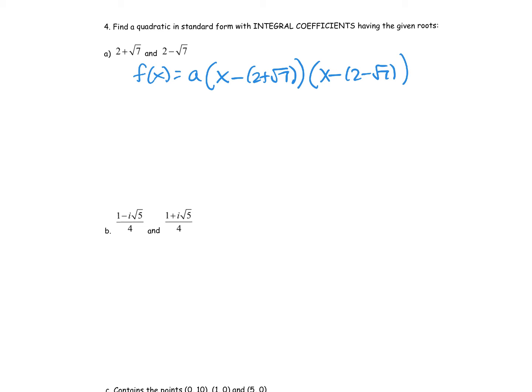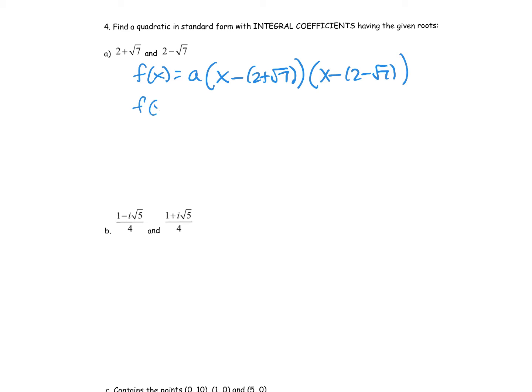Why is that the case? Well, remember how you get roots. If it's in factored form, if you set each factor equal to 0 and solve, that's how you'd get the roots. And notice here, if I set this equal to 0, I would get the roots 2 plus or minus root 7. Okay, so you can't stop there.